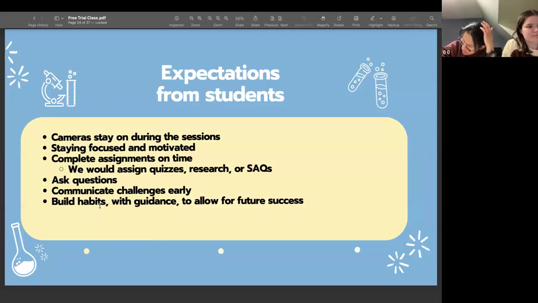So in the case that you do enroll, these are the expectations that we have for students. First of all, pivotal for engagement, we require the cameras to stay on during the sessions because we want to see the students being engaged. We want to see that they're focused on the slides, whatever it may be, and that they're just actively partaking in the session, which is going to have obviously positive outcomes.